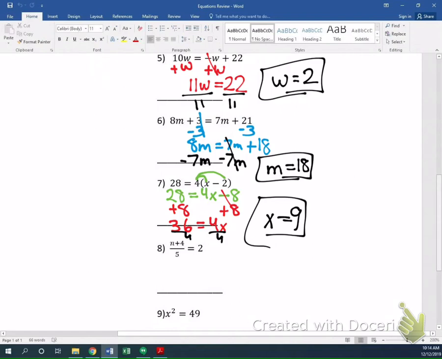We got a bodyguard on the 8. Yes, number 8 is a bodyguard problem. So I got to get through that big old dividing by 5. I do that by multiplying both sides by 5. So the only thing I have left on the left side is n plus 4 equals, what's 2 times 5? 10. Good. Then what? Subtract 4 from both sides. n equals 6. Very good. Questions?